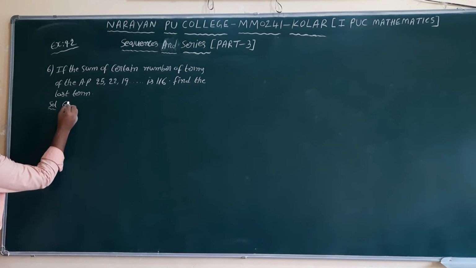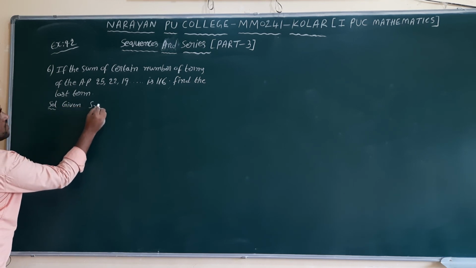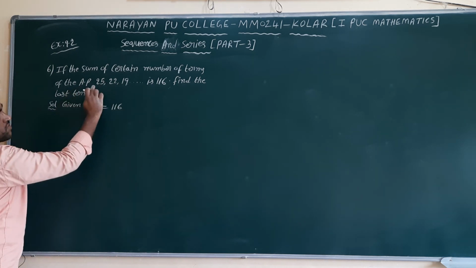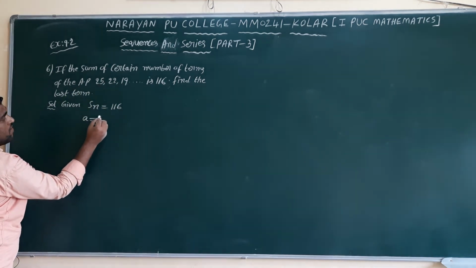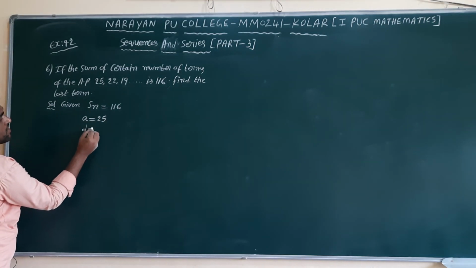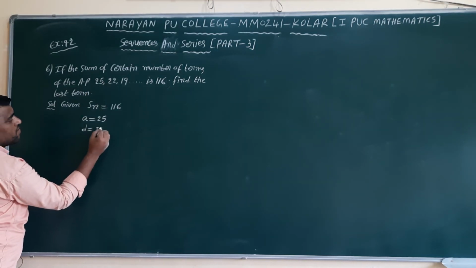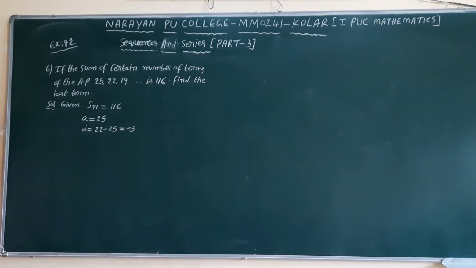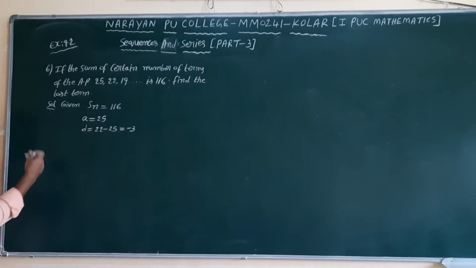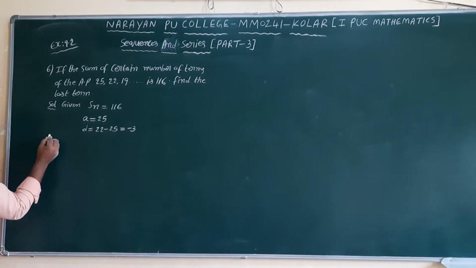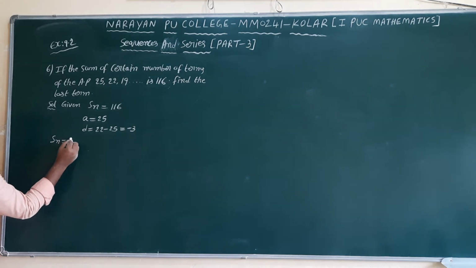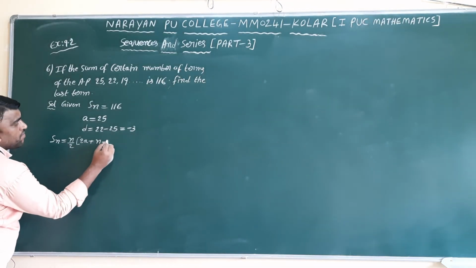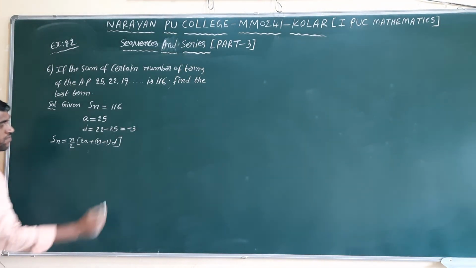So given Sn equal to 116 and the AP terms, A value is 25, the first term. Common difference is 22 minus 25, that is minus 3. So A and D are known, and n we need to find. After that we can get the last term. So the Sn formula is n by 2 into (2A plus (n minus 1) into D). That is the general formula for Sn.